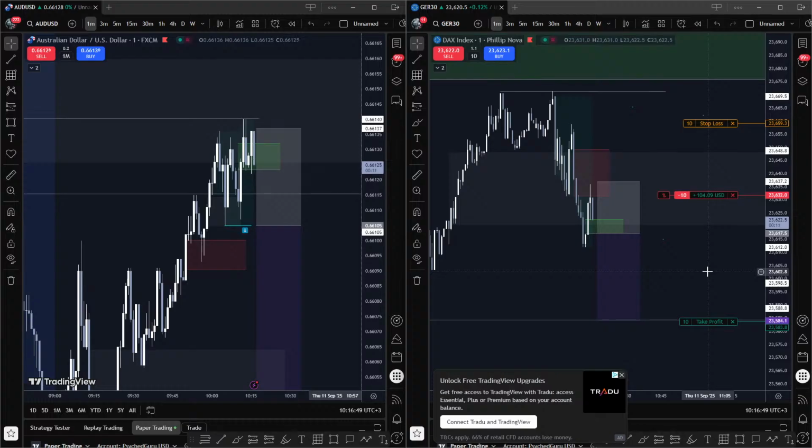Let's see. DAX looks like it's gonna break lower, so I'm just looking at lot size, how much we're gonna risk. For like 2 lots again. Yeah. $2.22.